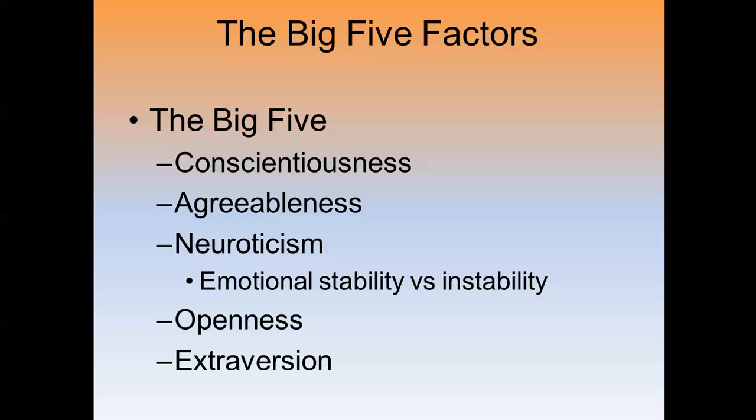Researchers have isolated 5 distinct personality dimensions, and these are called the Big Five: conscientiousness, agreeableness, neuroticism, or emotional stability versus instability, openness, and extroversion. These 5 traits appear to be stable in adulthood, about 50% heritable, descriptive of others around the world, and predictive of other personal attributes. Locating an individual in these 5 dimensions provides a comprehensive picture of personality.